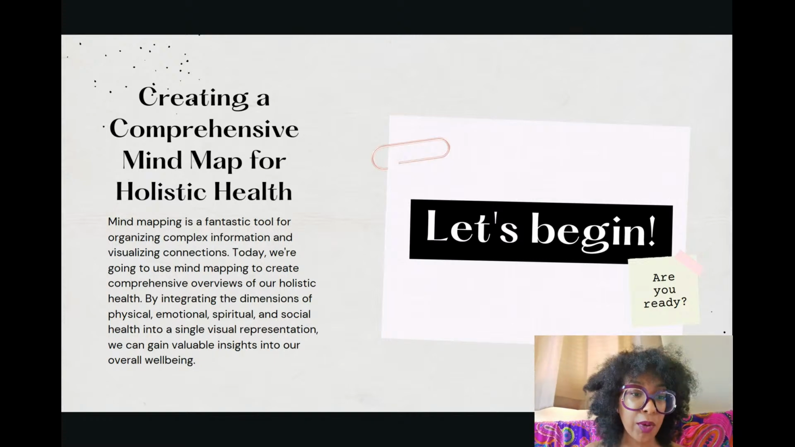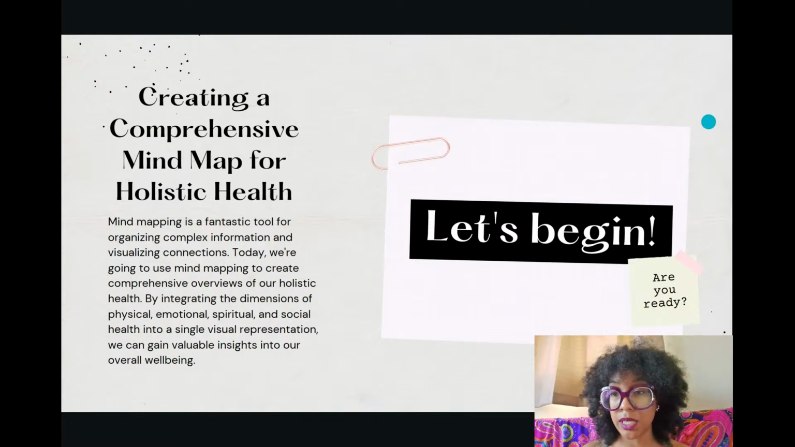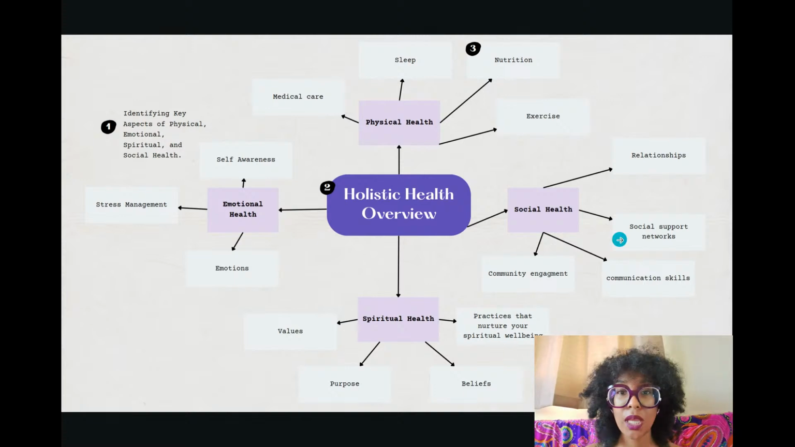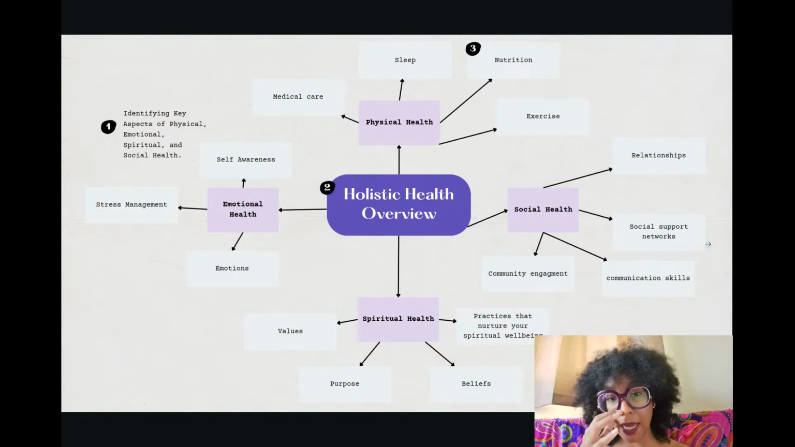So today we're going to use mind mapping to create comprehensive overviews of our holistic health, by integrating the dimensions of physical, emotional, spiritual, and also social health into a single visual representation, and managing insights on our overall well-being with this tool. So this is an example of a holistic health overview.